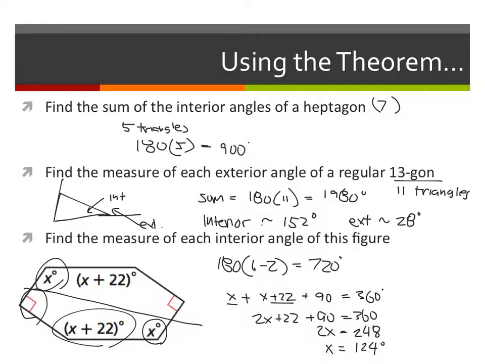That means x over there on the left corner is 124. The one next to it is 146, 90, 146, 124, and so on.